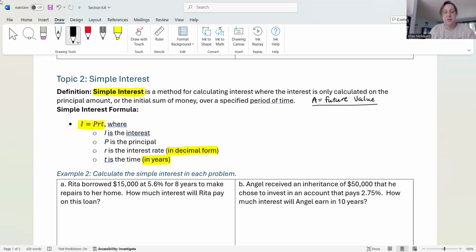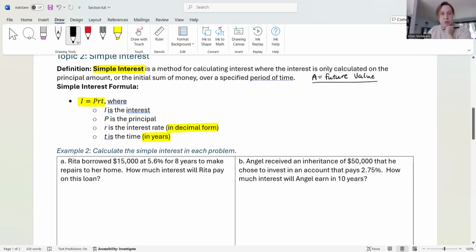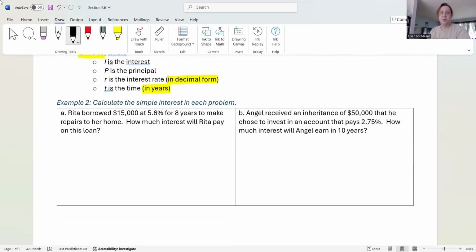Now let's look at example two. Example two says calculate the simple interest in each problem. I was definitely watching Dexter when I made this worksheet, because we had Dexter and Deb in the previous example. Now we've got Rita and Angel, whatever you want to call him.